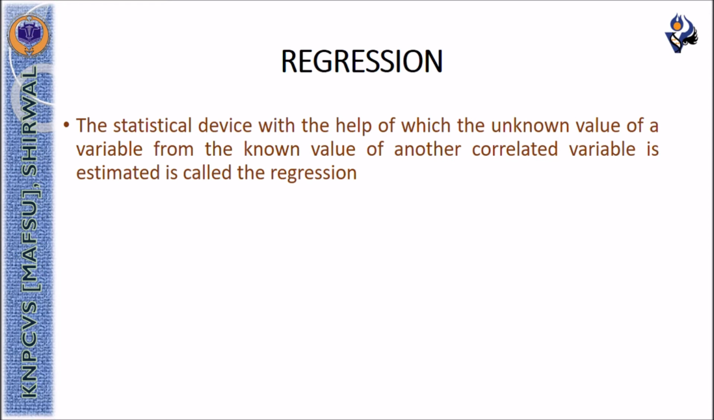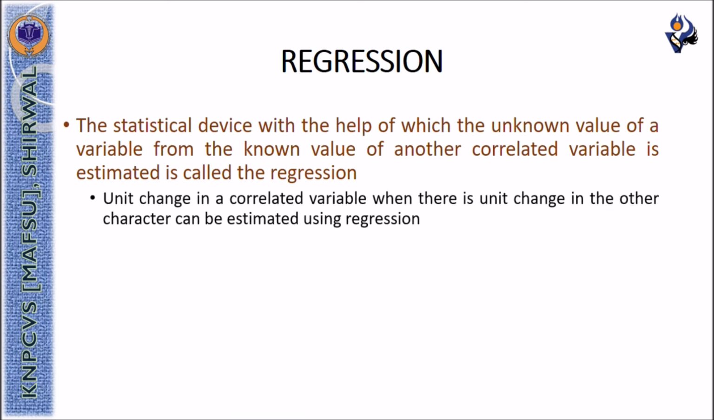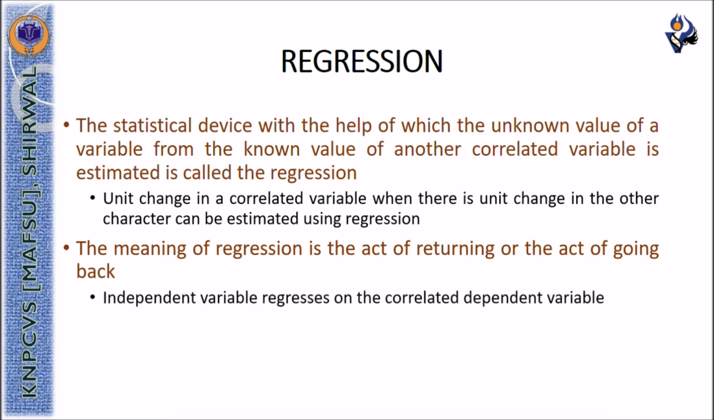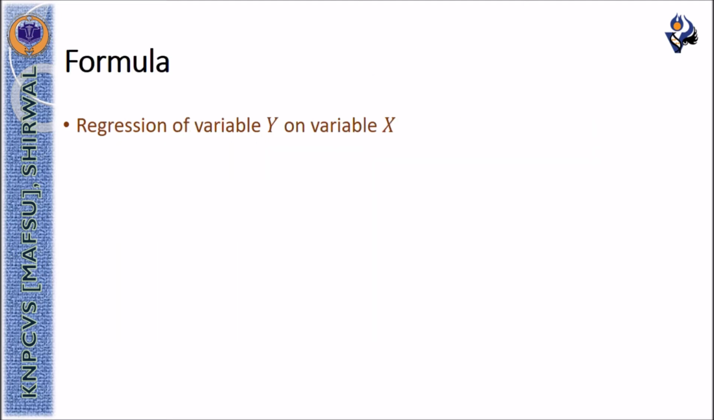Regression is the statistical device with the help of which the unknown value of a variable from the known value of another correlated variable is estimated. The unit change in a correlated variable when there is unit change in the other variable can be estimated using regression. The meaning of regression is the act of returning or the act of going back. Independent variable regresses on the correlated dependent variable.